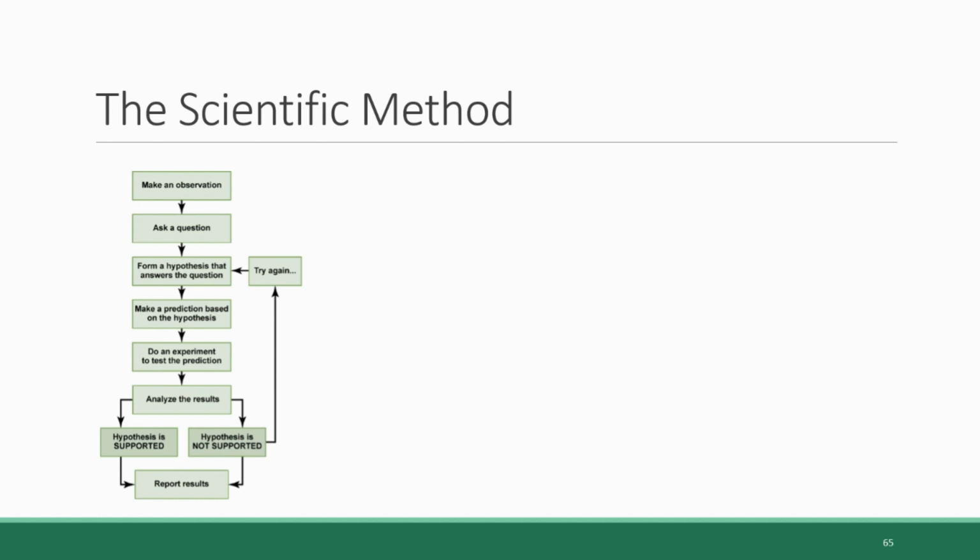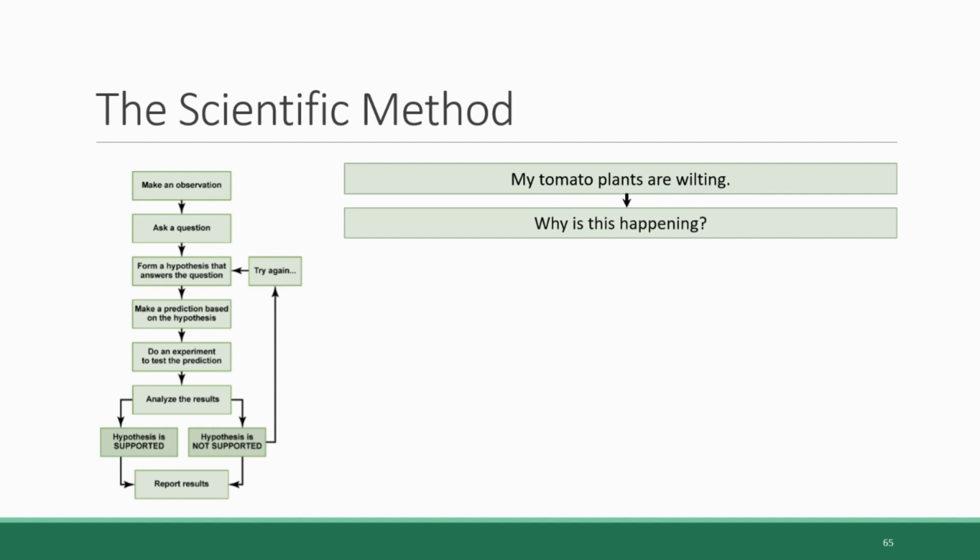Let's say I walk outside to my garden and my tomato plants are wilting. So I've just made an observation. Naturally, the next thing that happens is I ask a question. Why is this happening? There could be many possible explanations, ranging from issues related to the soil pH, too much direct sunlight, but let's say that the explanation that I propose is that the plants aren't getting enough water. So that's my hypothesis, a proposed explanation of the phenomenon.